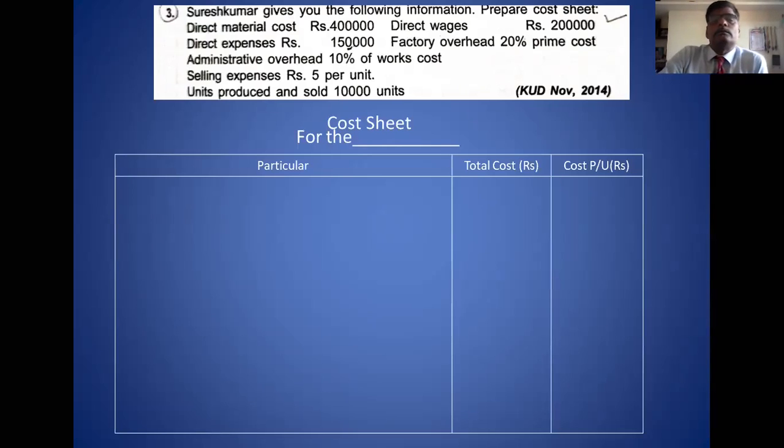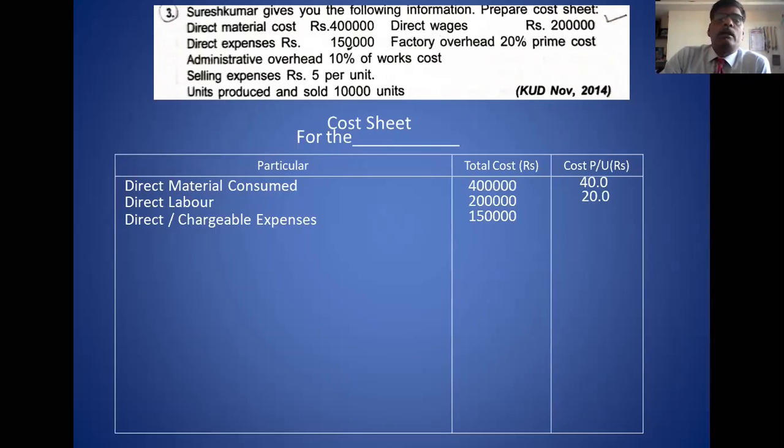Date is not given. Direct material consumed 4 lakh divided by 10,000 is 40. Direct labor 2 lakh divided by 10,000 is 20 rupees. Direct expense 1,50,000 divided by 10,000 is 15. Total prime cost is 7,50,000. Total per unit prime cost is 75. This is the prime cost.